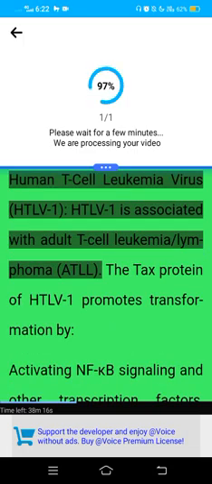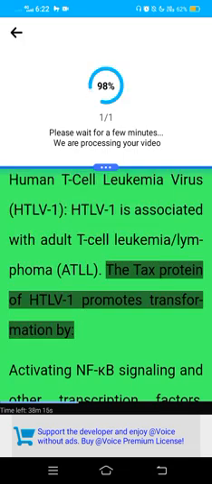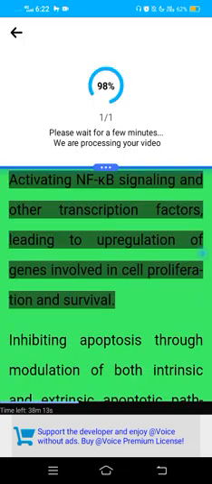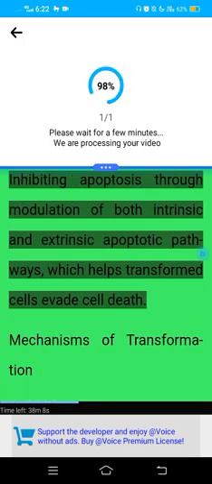Human T-cell leukemia virus (HTLV-1). HTLV-1 is associated with adult T-cell leukemia/lymphoma, ATLL. The TAX protein of HTLV-1 promotes transformation by activating NF-kappa B signaling and other transcription factors, leading to upregulation of genes involved in cell proliferation and survival. It also inhibits apoptosis through modulation of both intrinsic and extrinsic apoptotic pathways, which helps transformed cells evade cell death.